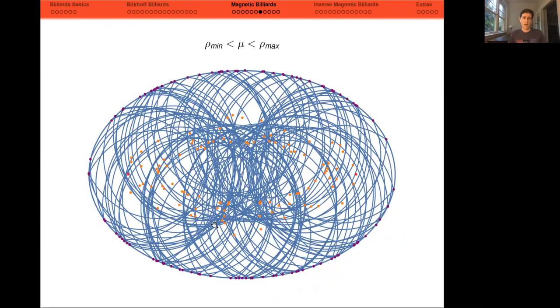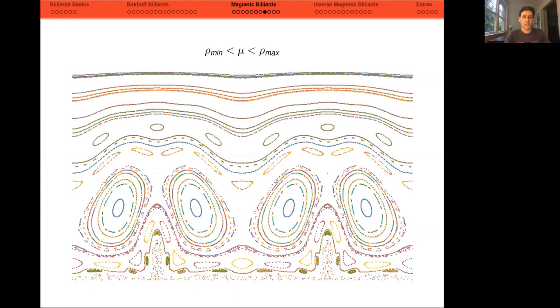In the case when mu is in between the minimum and maximum radius of curvature, this is an example of a trajectory that is chaotic. This only has 250 iterations of the map, and if there were more, it would fill out the rest of the billiard table. This is a look at pieces of the phase space. If we were to fill in the rest of this, there are going to be more chaotic regions down at the very bottom here, and more invariant curves at the top.